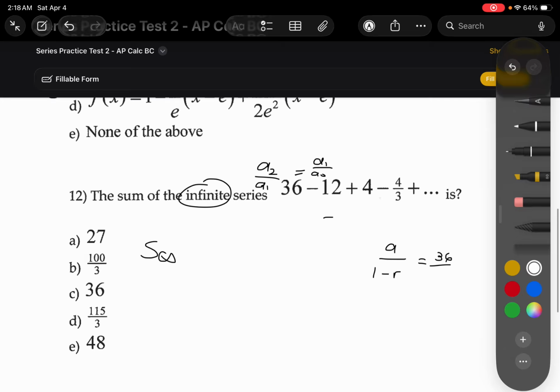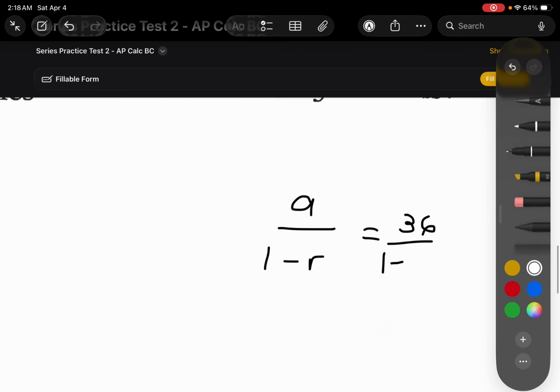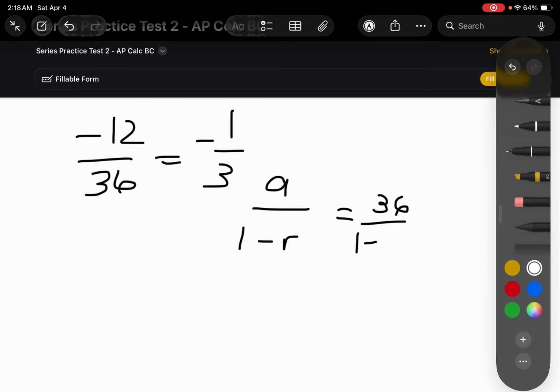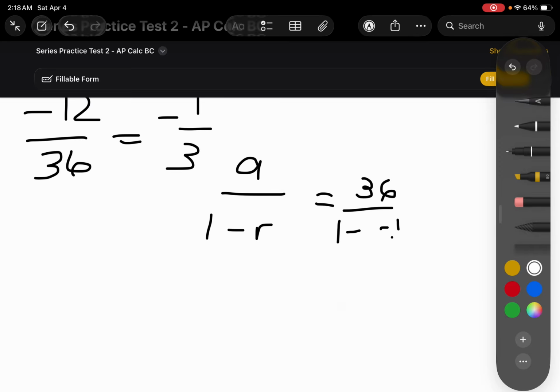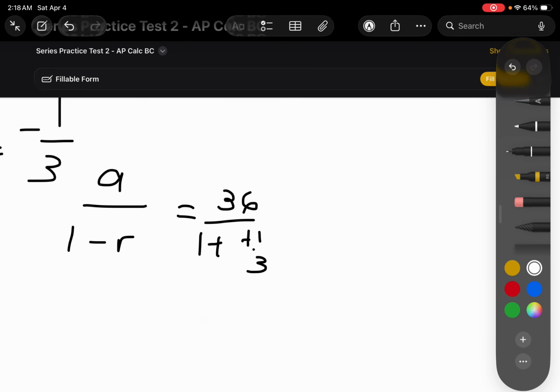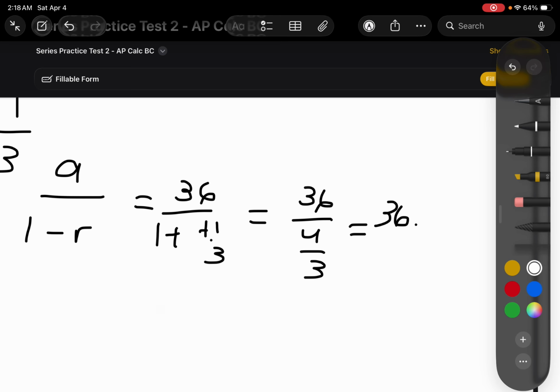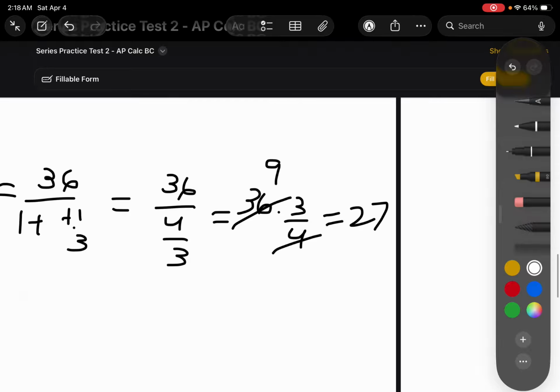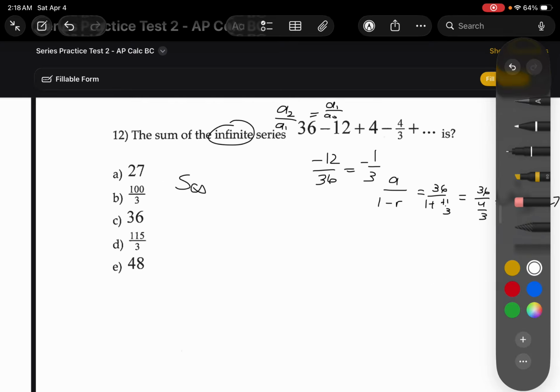So how we can apply that is 36 divided by 1 minus, what is negative 12 over 36? That's just negative 1/3. Which is the keep, flip, change method. So it's going to be 36 over 4/3, which is reciprocate. That is just going to give us 9 times 3, which is 27. And that is A.